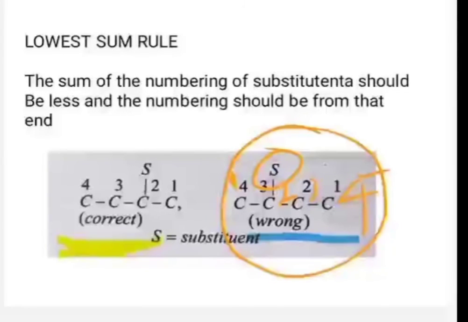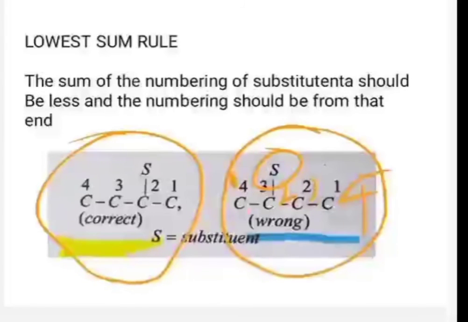Now look at this first one. In this first one, it is correct because if we give numbering from left to right, 1, 2, 3, 4, the position of the substituent will become 3. So 2 is less than 3. So it is correct.